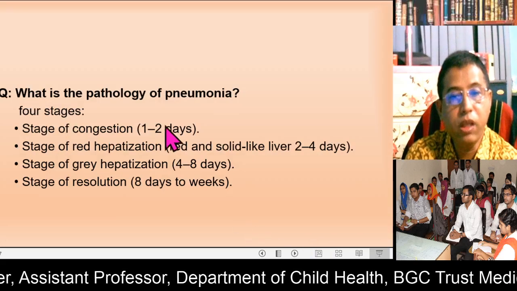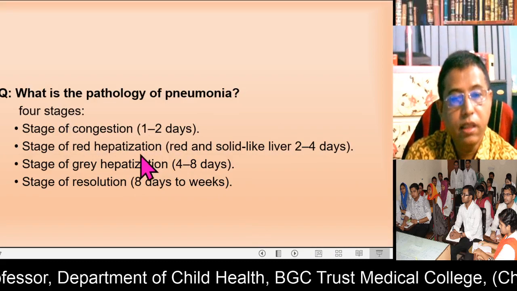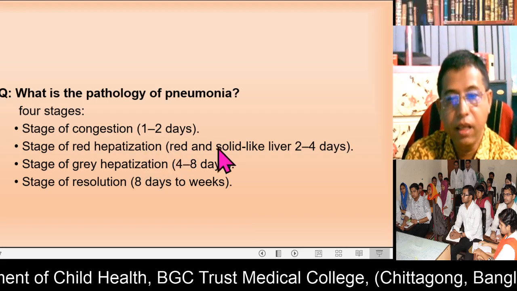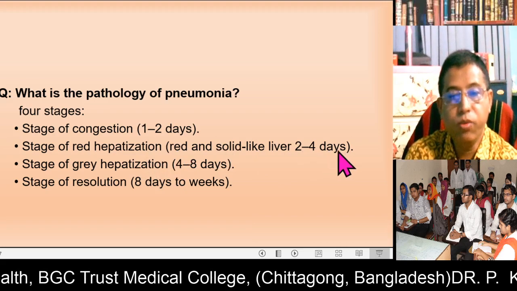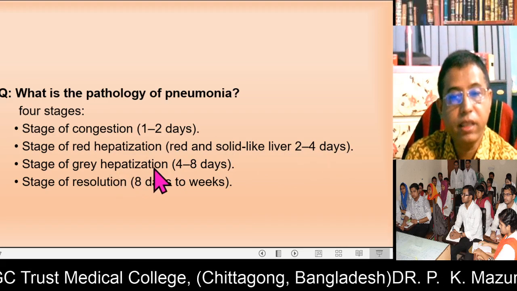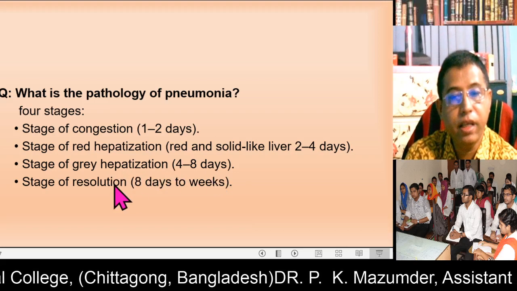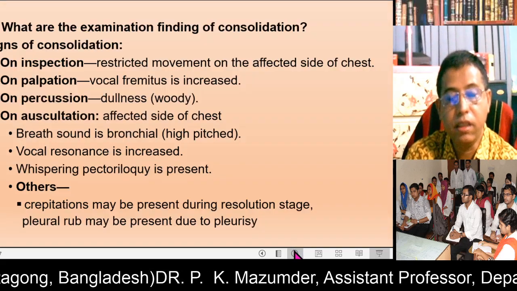What is the pathology of pneumonia? Four stages: stage of congestion, 1 to 2 days; stage of red hepatization, where the lungs become red and solid like liver, within 2 to 4 days; stage of grey hepatization, 4 to 8 days; and stage of resolution, 8 days to weeks, which is characterized by crepitation on auscultation.